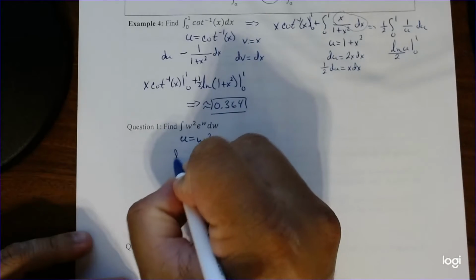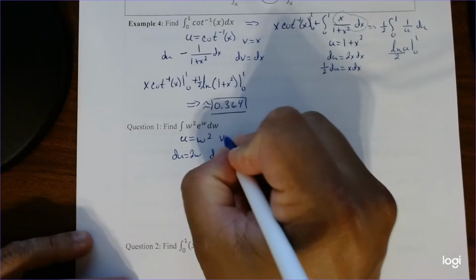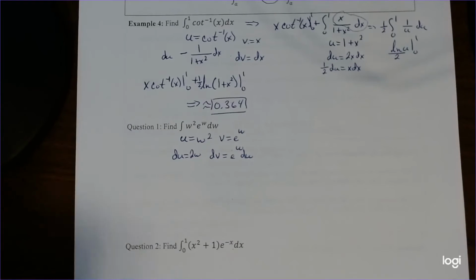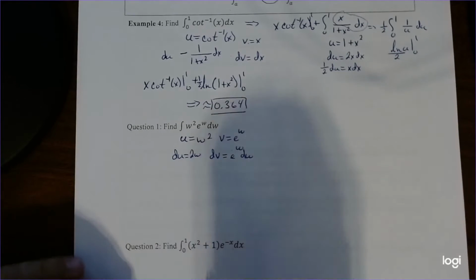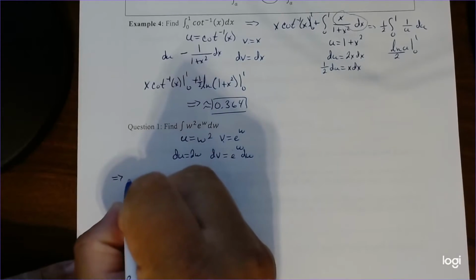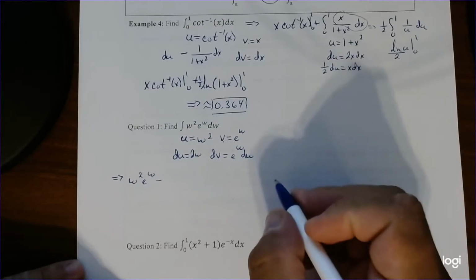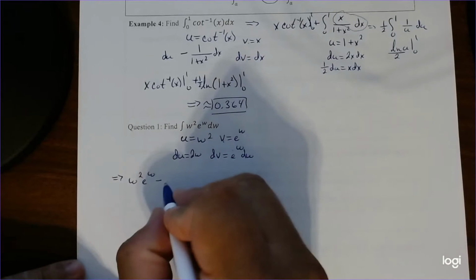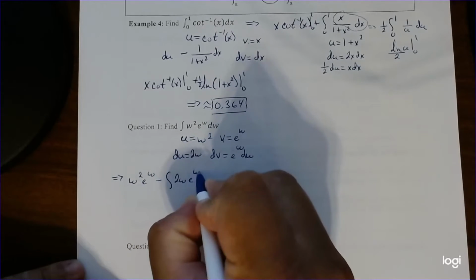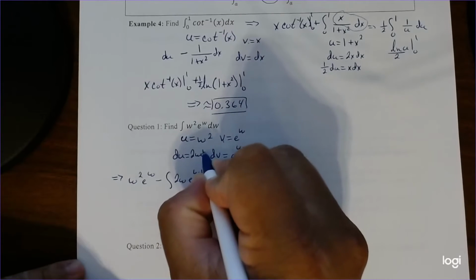So this derivative is going to be 2w. This integral, good thing is, right, is just itself. The integral of e to the w is the same. All right, so therefore it's going to be, again, u times v, so w squared e to the w, minus the integral of v du. Keep forgetting that dw.